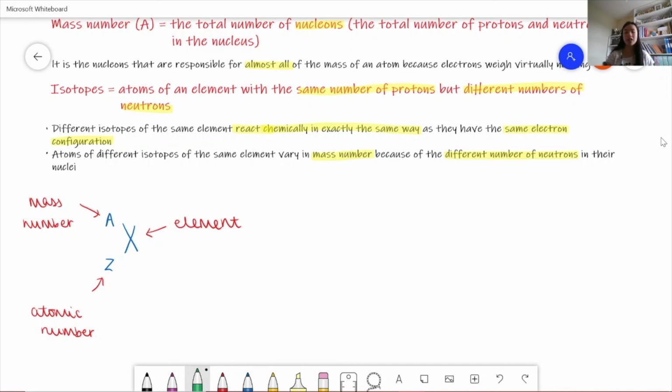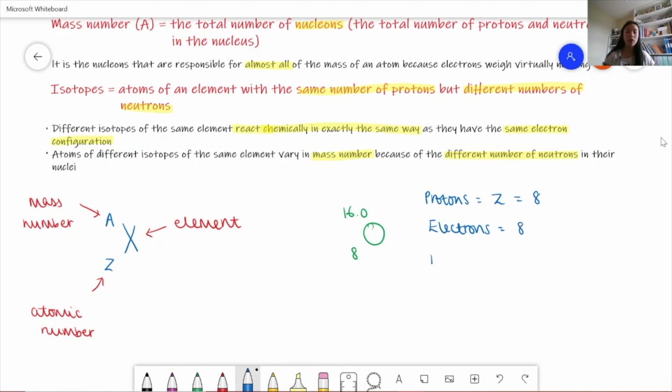So for example, if we actually looked at one of the elements in the periodic table, so for example, we looked at oxygen, and oxygen has a mass number of 16, and then an atomic number of 8. So now we can work out how many protons, neutrons, and electrons we have in this oxygen atom. So we know that the atomic number is equal to the number of protons. So for protons, this is equal to Z, which is equal to 8. And then for electrons, this is also equal to Z because the number of electrons is equal to the number of protons. And so this is also equal to 8.